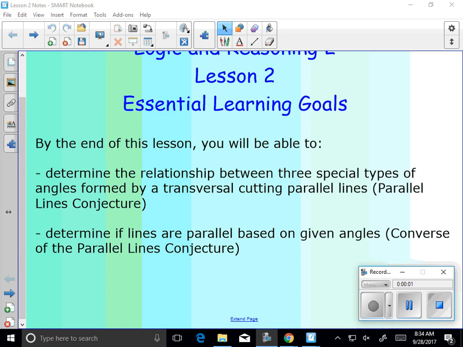By the end of the lesson, you'll determine the relationship between 3 special types of angles using parallel lines conjecture and determine if lines are parallel based on some angles. It's going to be fun.